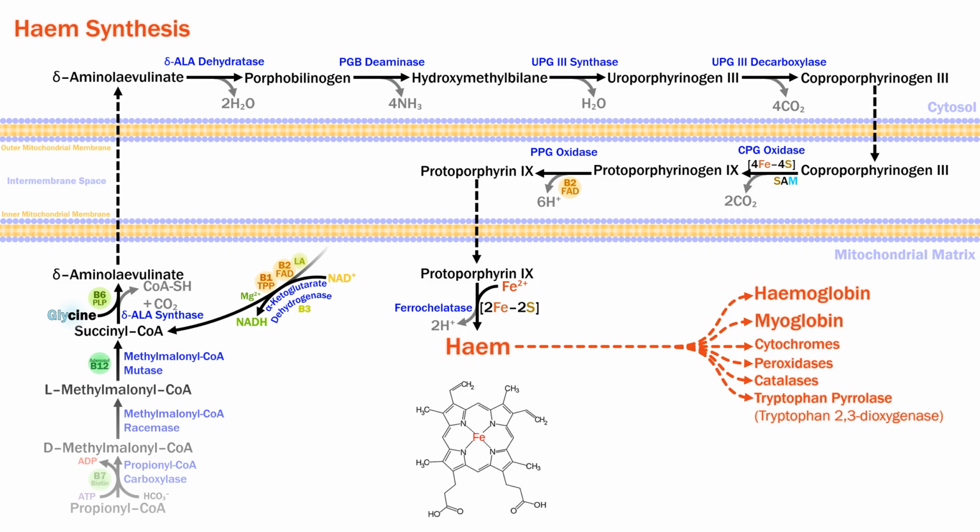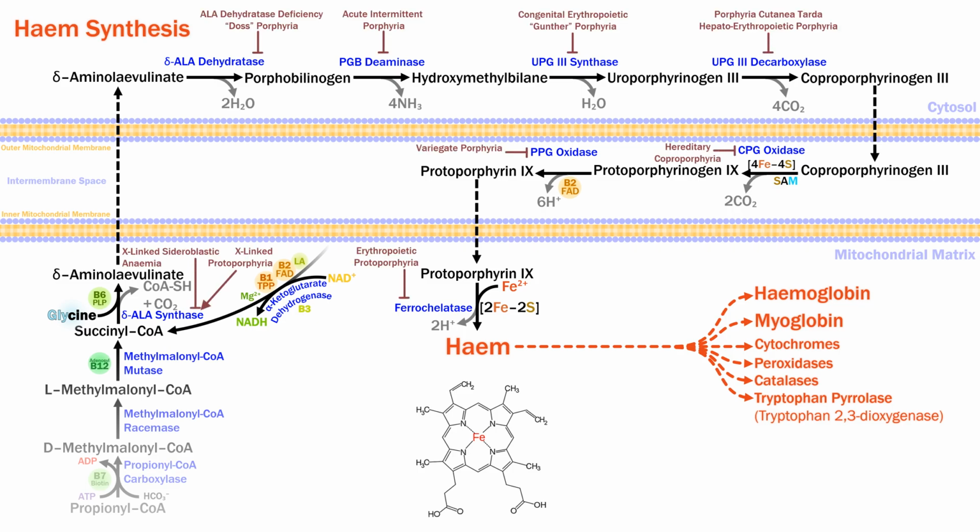The clinical relevance of this pathway is a group of rare diseases known as porphyrias. There's at least one type of porphyria for each enzyme in this process.